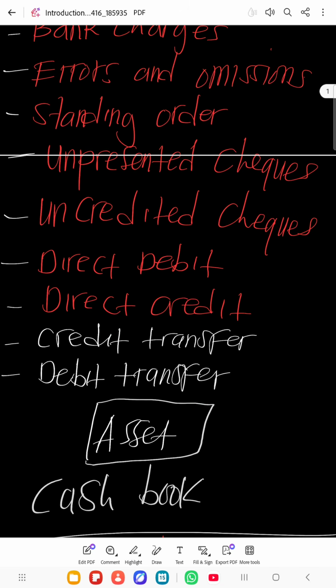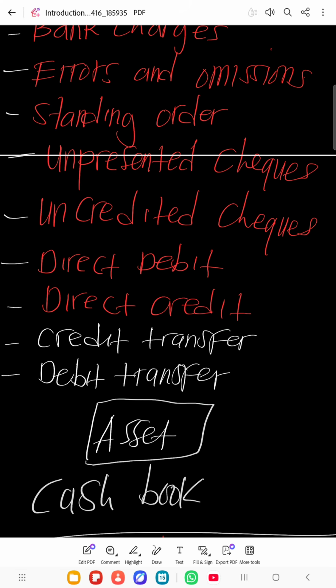Then you have things like unpresented checks and uncredited checks. Unpresented checks are also known as unpresented lodgements or uncredited lodgements. For unpresented checks, these are payments that we make to our suppliers as a business, but haven't yet been presented for payment to the bank. So you find that you've paid your supplier, you've written them a check, and then you give it to them, but the supplier hasn't cashed it in that particular month.